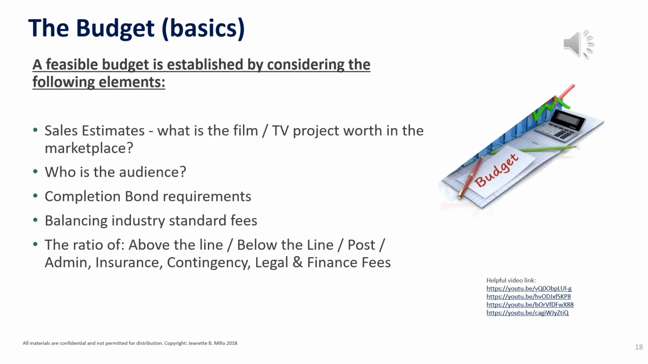The way we're looking at our budget in this course is we are comparing it to the value that the project would have in the marketplace. So while we are putting together the above the line, below the line, post-production costs, admin, insurance, contingency, bond fees, etc., we are also keeping in mind that our sales estimates are indicating what the project is worth, and that means that 75% of our budget would have to be reflected in sales estimates. So if the sales estimates are too low, we would have to think about lowering our budget, or replacing some elements like cast or director or some such, thereby increasing the value of the project and adapting it so that the 75% sales estimates relation to the budget can make sense.